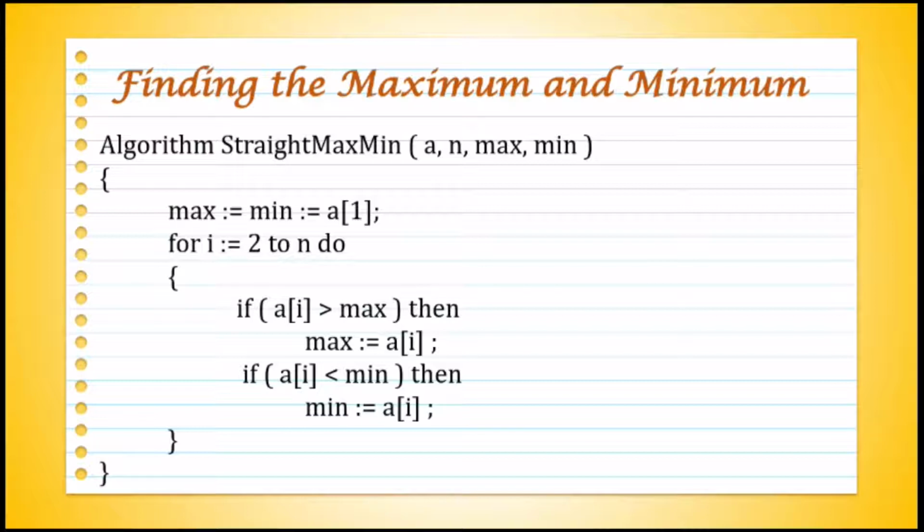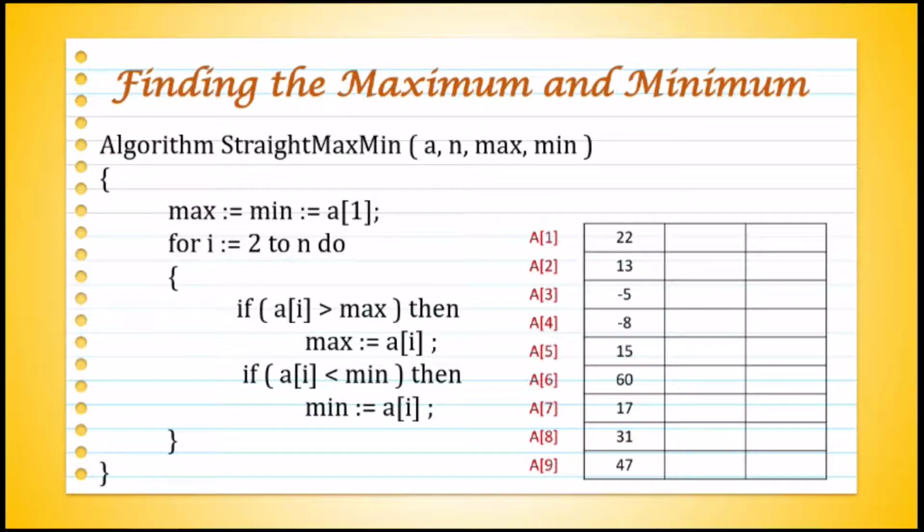we will repeat this in the for loop. So in this way, at the end we will get the maximum value in max, and in min we will get the minimum value. So we will take one example and we will see how this algorithm works.